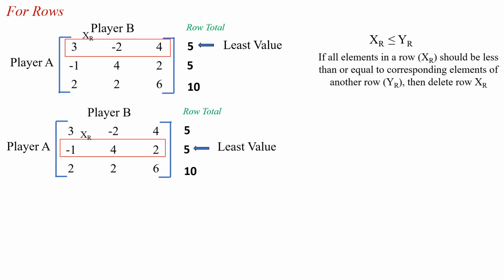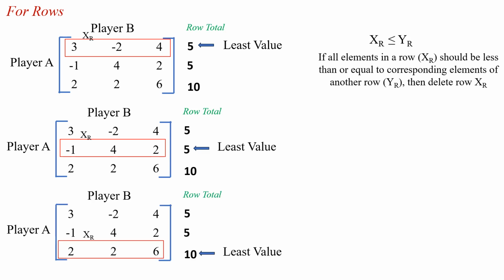Similarly, next we have to check the second row elements with the first row. Here the first element is -1. Then -1 is less than 3. But the second element 4 is not less than -2. So the condition is not satisfied.